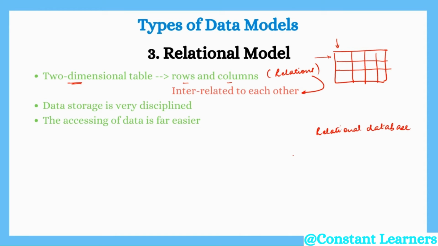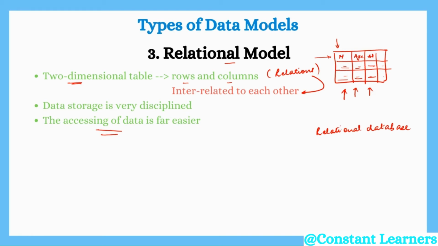And the model is known as relational data model. Here, the data storage is extremely sophisticated. It is very disciplined. As you can see, everything is in its position, right? All the data is stored in its position. We cannot store any random data anywhere. If this column is supposed to take the name, this is only going to take the name. And also, since the data storage is so sophisticated, the accessing of data is also very easy.